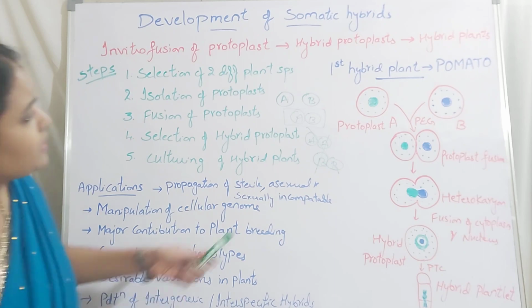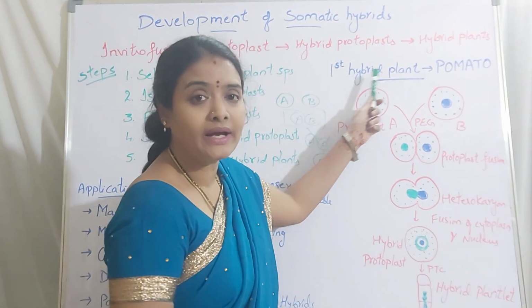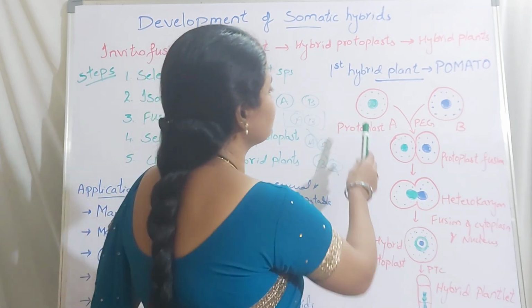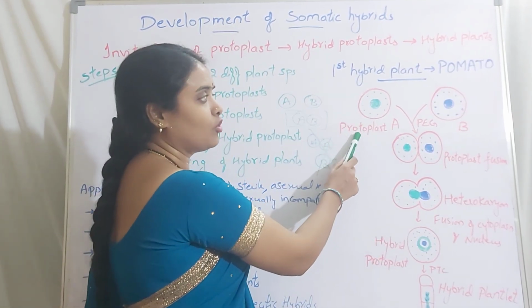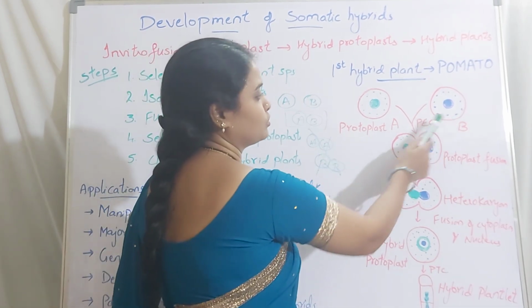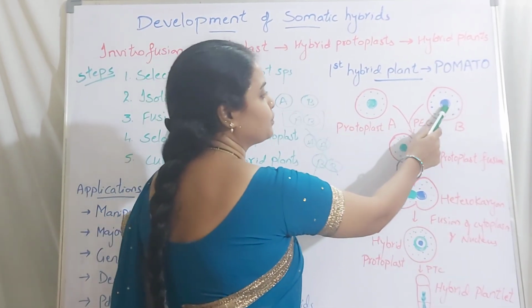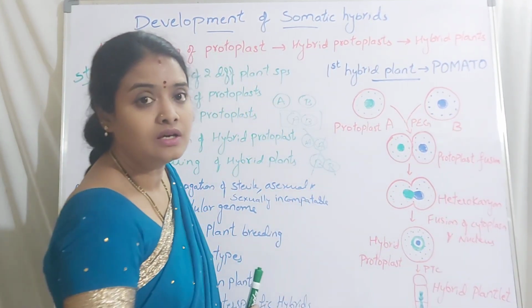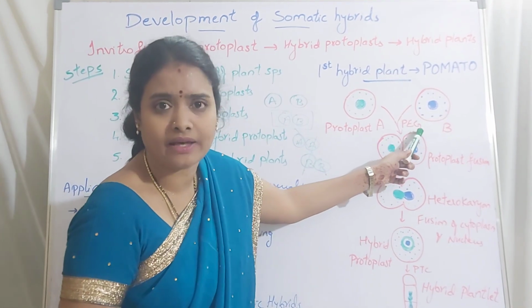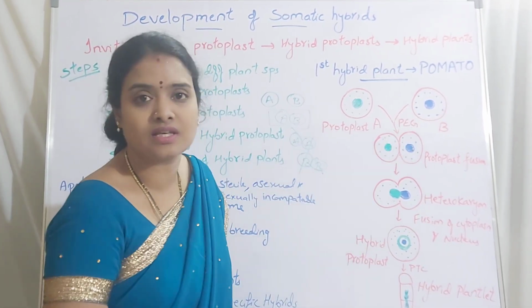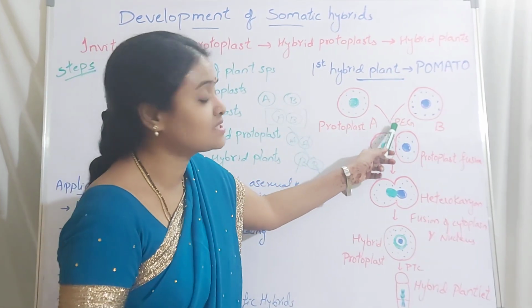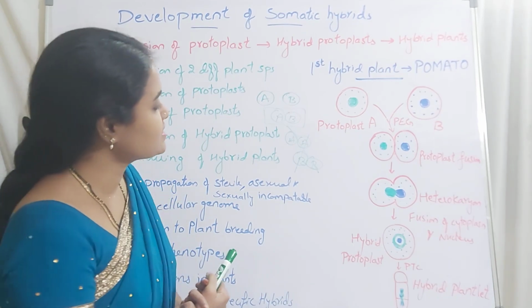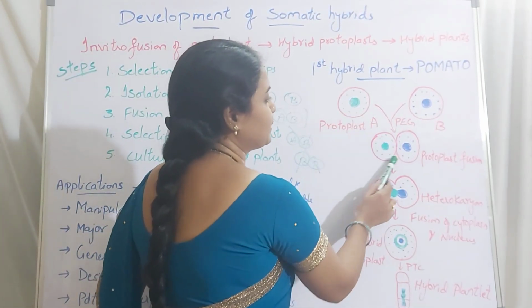If you see the diagrammatic representation here, the tomato is the first hybrid plant which was successfully produced. So here they have isolated the protoplast of tomato and potato. Suppose it is protoplast A and protoplast B, by means of the fusion causing agent, that is fusogen, that is PEG, polyethylene glycol is the fusogen used here. That means this is the chemical method of protoplast fusion. In this case, what is happening? Both the protoplasts come closer.